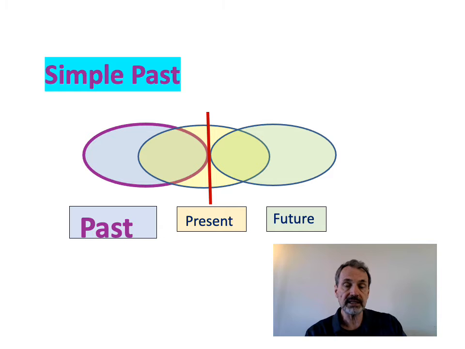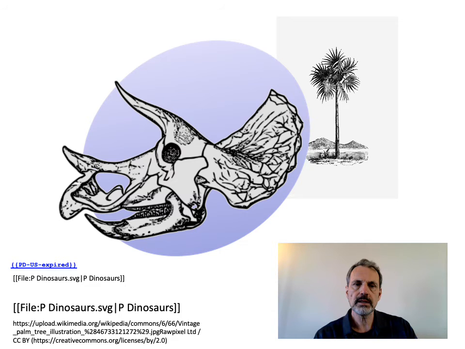The simple past is quite simple. It's for everything that happened before now, up until now. So, it is for things that were true or things that happened in the past, but which are not true now. They are finished. For example, there were dinosaurs in the past. Dinosaurs walked on the earth. This is not true for now. Dinosaurs are not alive now, except maybe in the movies.